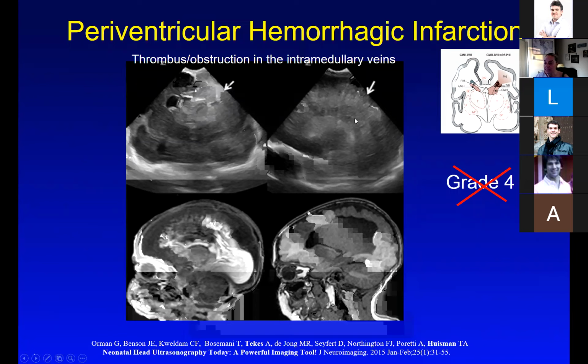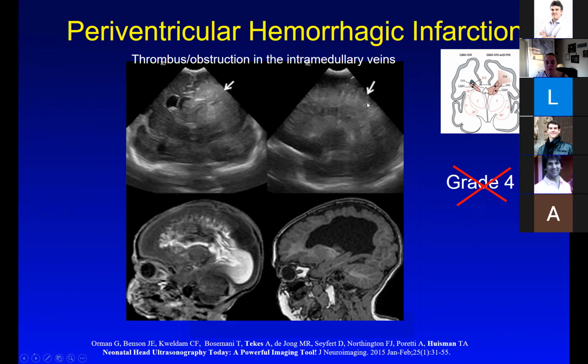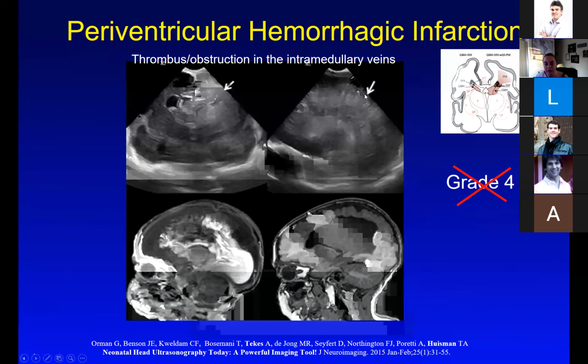If you pay close attention to the parasagittal view, you can appreciate the linear morphology. These are the thrombosed intramedullary veins that probably led to the ischemic changes and then the hemorrhagic transformation. Same infant with subacute follow-up with MRI. You can see T1 bright blood products in the brain and also in the ventricular system.